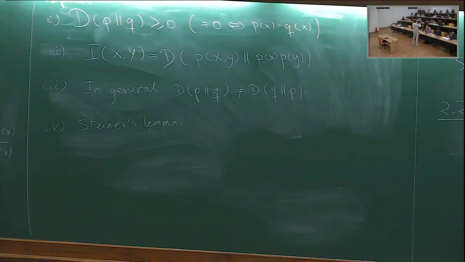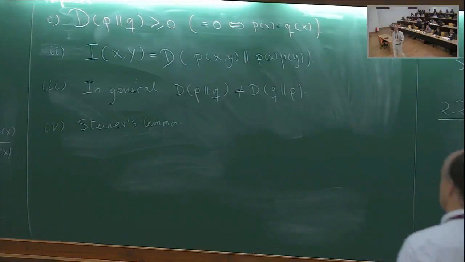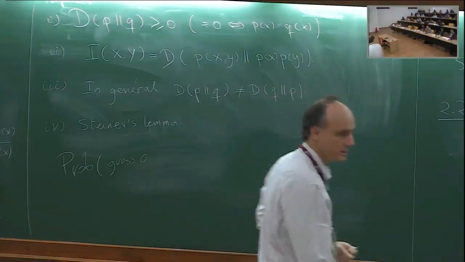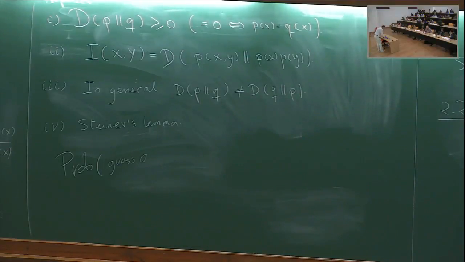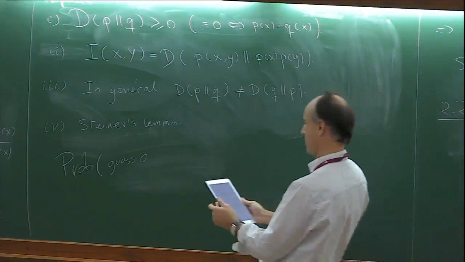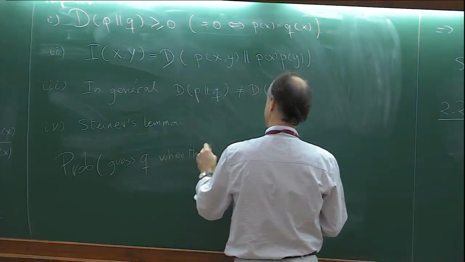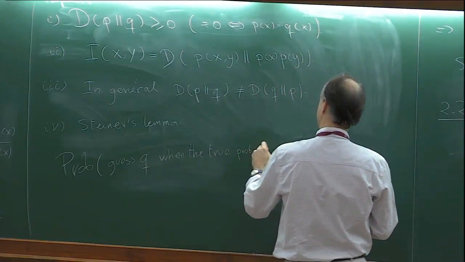Of course, the best thing is to calculate the frequency of outcomes. If it is uniform, it's a lottery, and if it is peaked around 7, it's dice. But Stein's lemma quantifies this. What is the probability to confuse the distributions, to guess Q when the true probability distribution is P? That's the last thing, and I'm done.